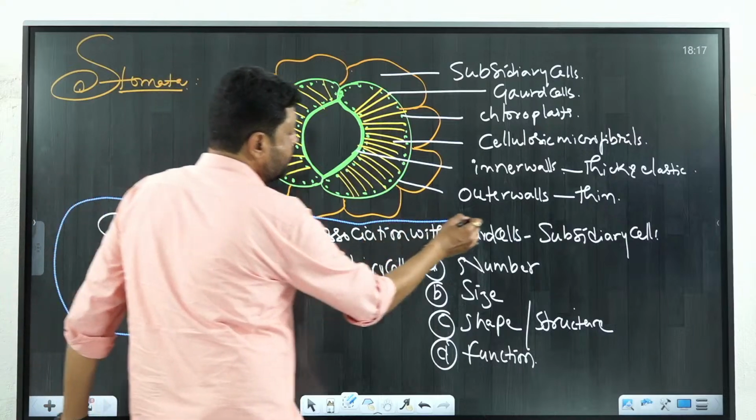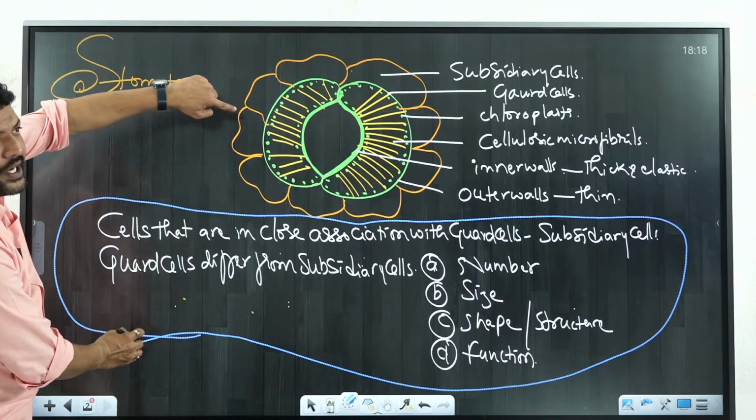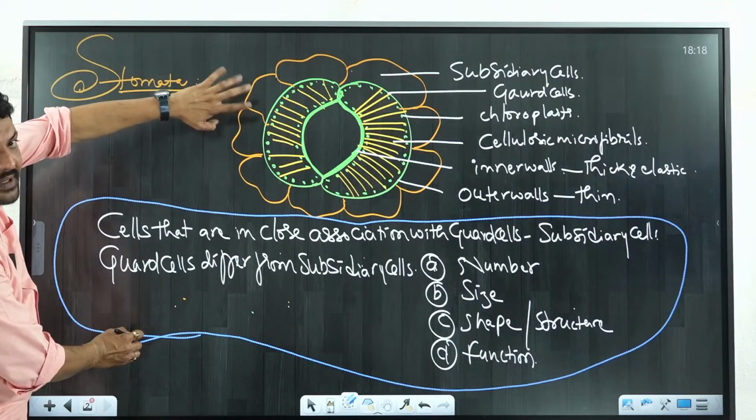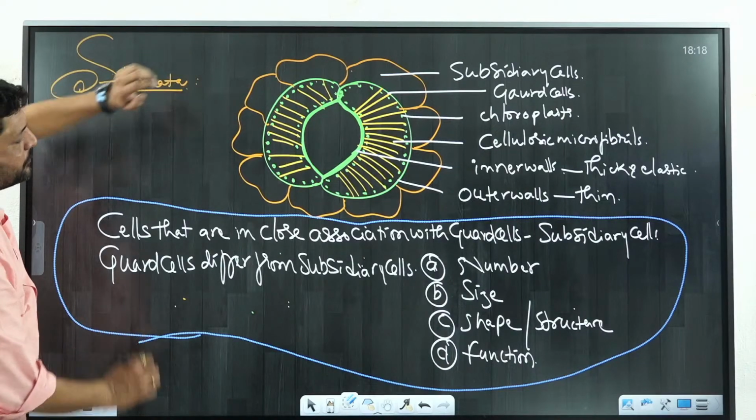So I will continue. I have explained the yellow color cells only. Yellow color cells means nothing but subsidiary cells. Clear? Done.